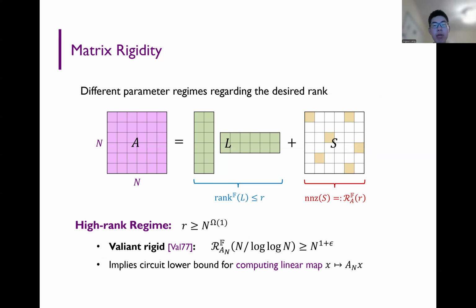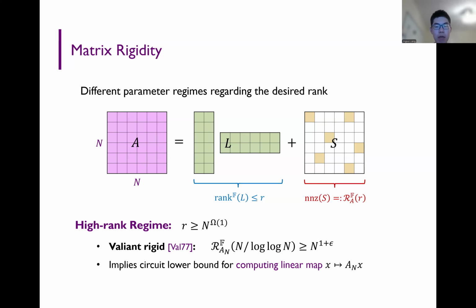So suppose our matrix A is n by n. Let's begin with the high rank regime, which was originally started by Valiant in 1977. Valiant asked, can we reduce the rank of A by a factor of log n by changing just n to the 1 plus epsilon entries? And he showed that this type of rigidity is related to the circuit complexity of computing a linear transformation that maps a vector x to A times x.